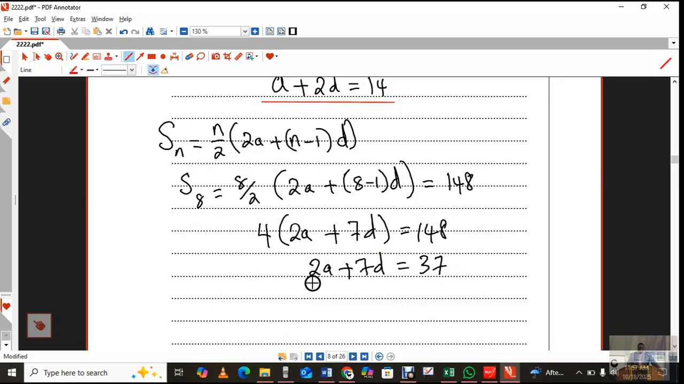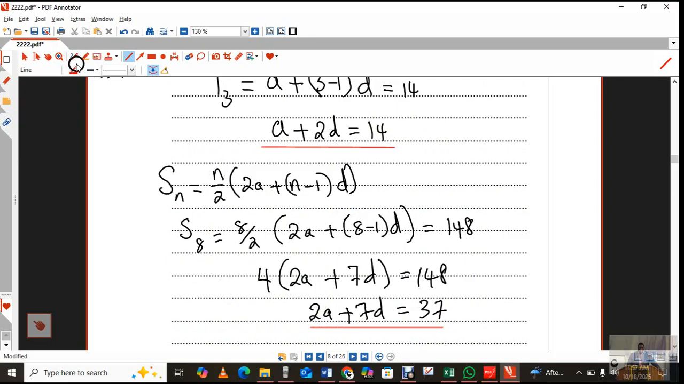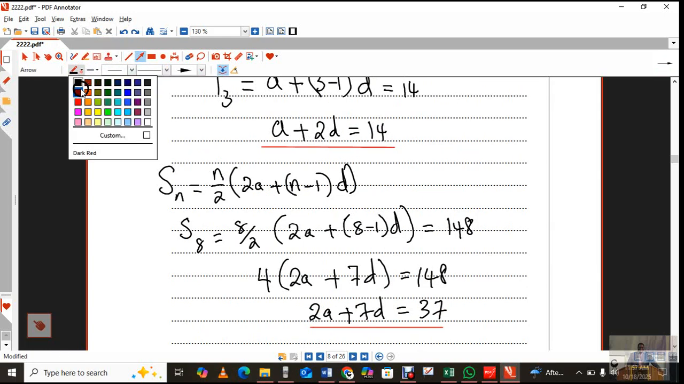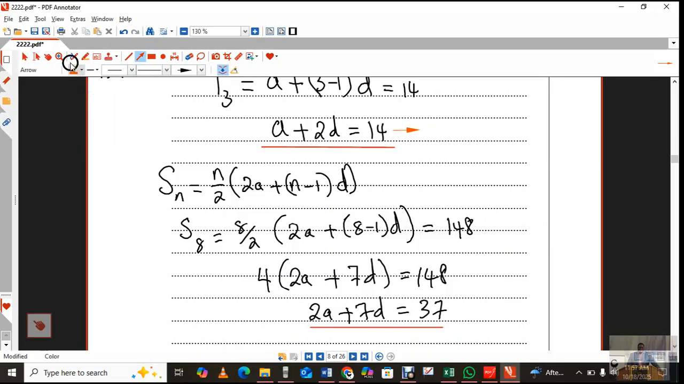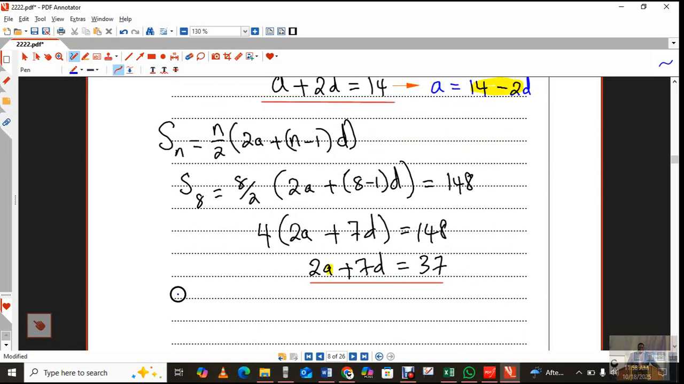And this is the other formula that I'm going to now solve. The first formula can be written by making a the subject: a is equal to 14 take away 2d. Because I want to use the method of substitution, I'm going to substitute for a into this formula. That will allow me to calculate my d, and subsequently I'll use the blue formula again to find my a value. So substituting, that is going to be 2 in brackets, 14 minus 2d, plus 7d equals 37.